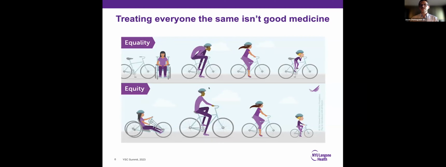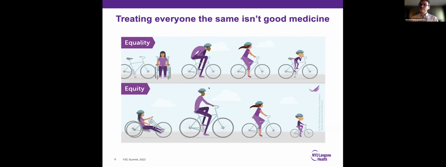So a lot of times when we're discussing these, a lot of providers will say, well, I treat everybody the same. I don't need to know this information. But we know that treating everybody the same isn't good medicine. What they're saying is they're treating people with equality, per se, and that's giving everybody the same bicycle and expecting every person, regardless of their background, abilities, identity, to be able to successfully get from point A to point B with that same bicycle. But we know that's not true.